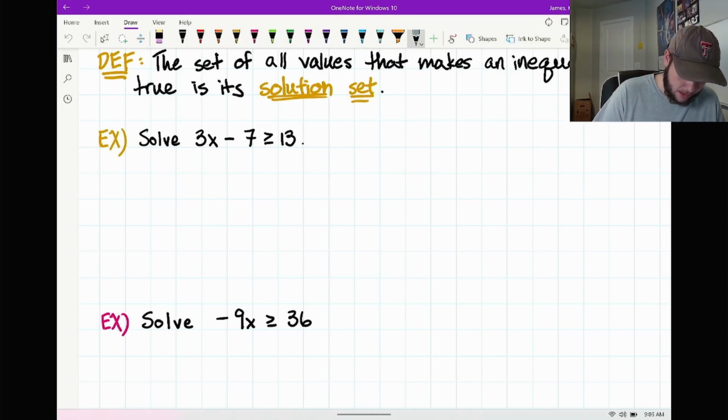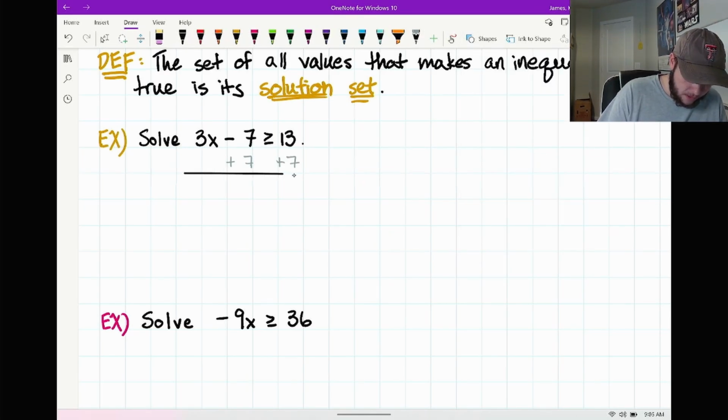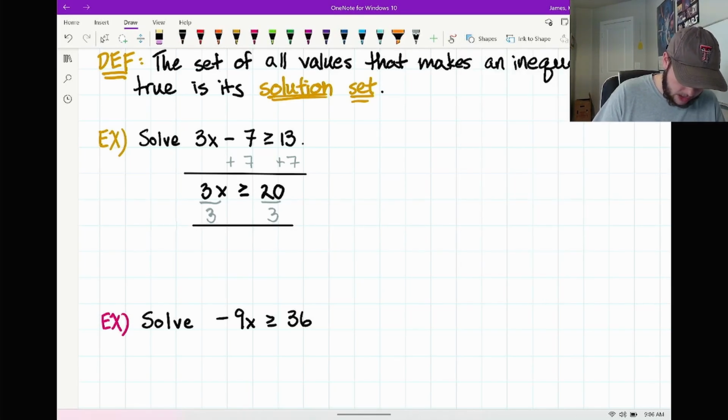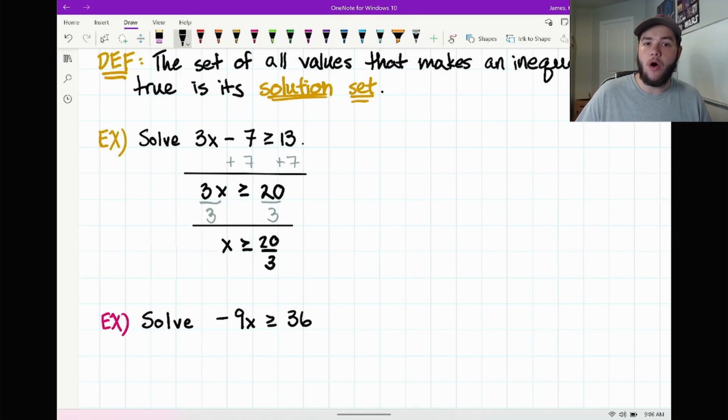So my first step here is to add 7 to both sides. And then I will be left with 3x is greater than or equal to 20. Now I simply divide both sides by 3. Since 3 is positive, I don't have to do anything to the inequality, and I just get that x is greater than or equal to 20 over 3. So all x values that are greater than or equal to 20 over 3 are part of the solution set.